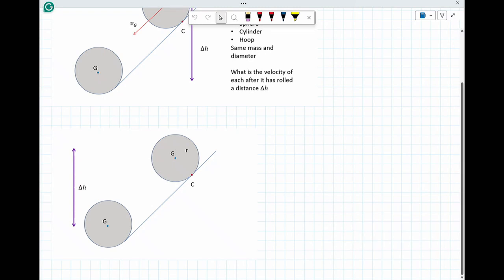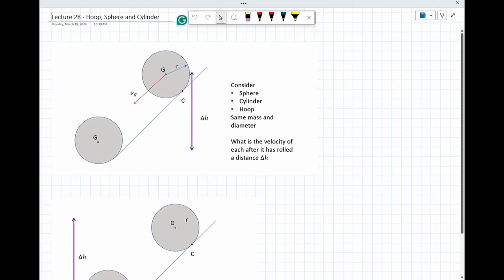Okay, why is that here? Sorry, I should tell you what the problem was. Consider a sphere, cylinder, hoop. All of them have the same mass. All of them have the same diameter. But what is the velocity after each one has rolled a distance delta h?